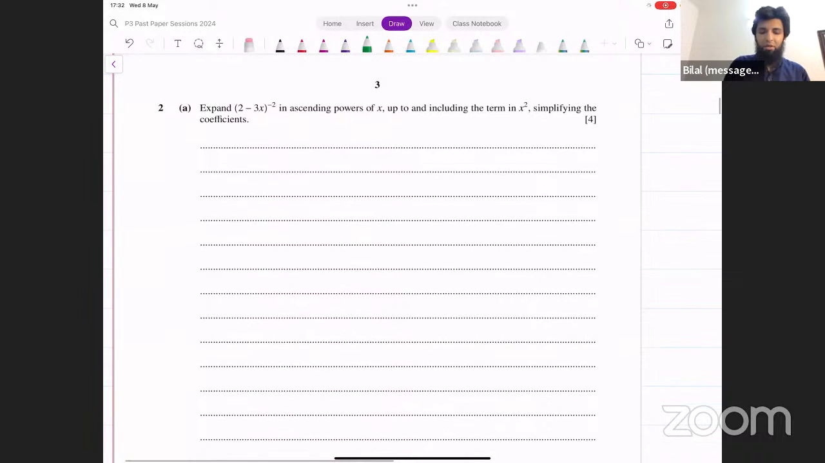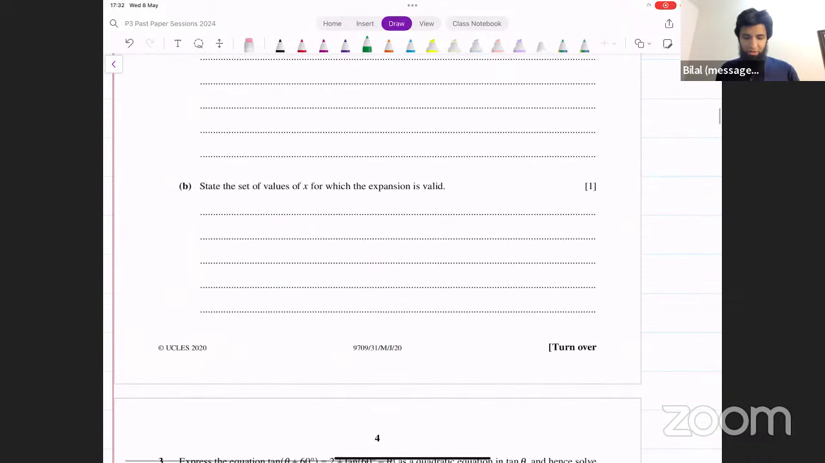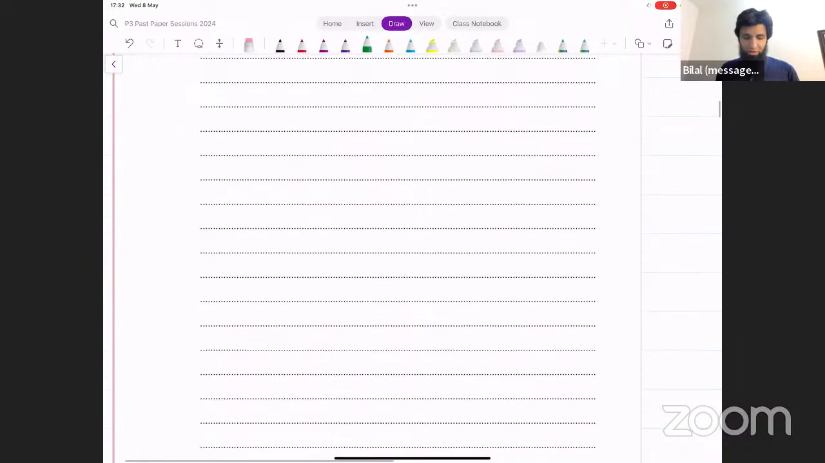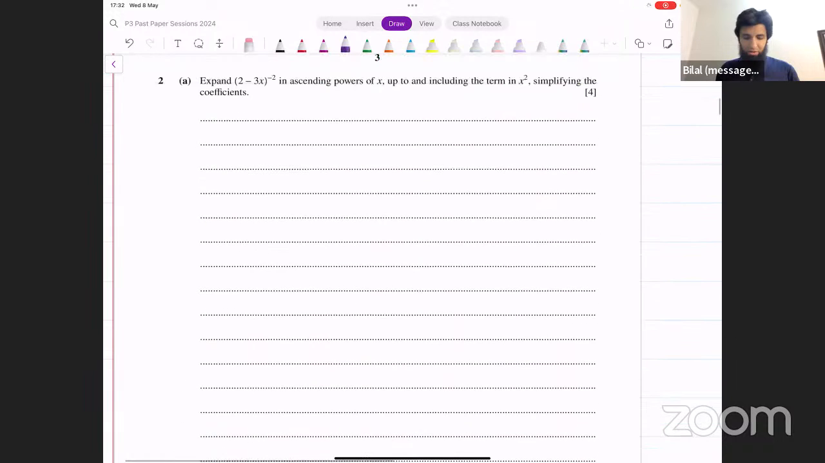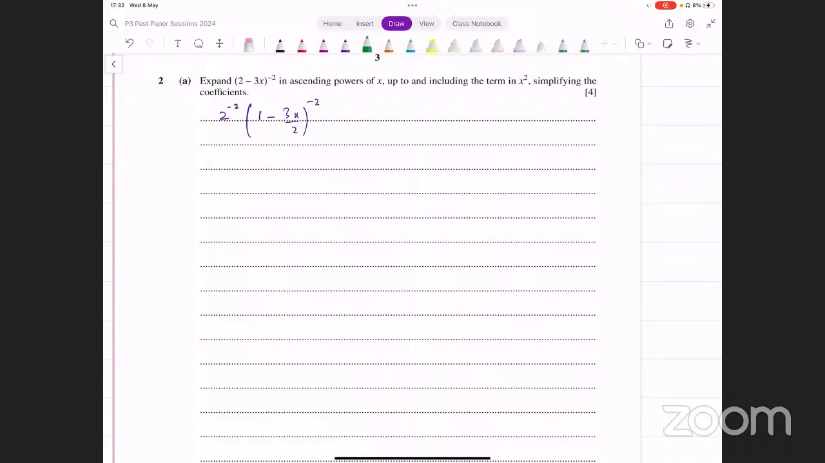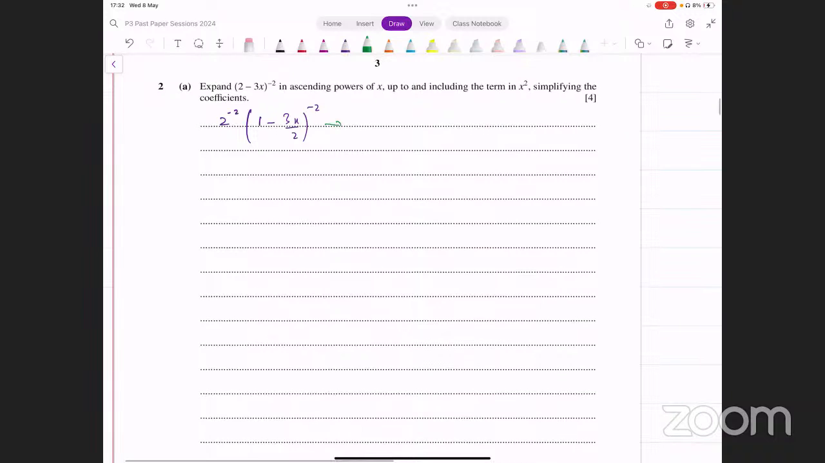Question number 2, you have to expand this and then state the set of values for which the expansion is valid. What you have to do is you have to first take 2 common outside. That leaves you with 2 raised to power minus 2. Then you have 1 minus 3x over 2 whole raised to power minus 2. And then you will expand it. In the first part, you will apply the formula and expand this thing.